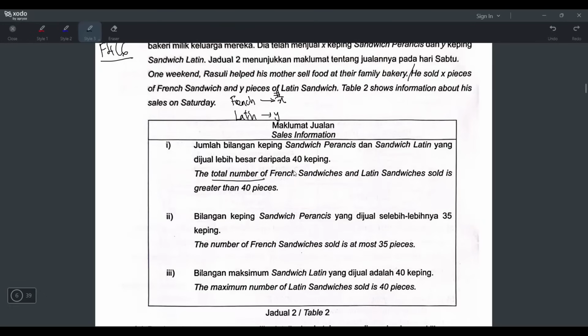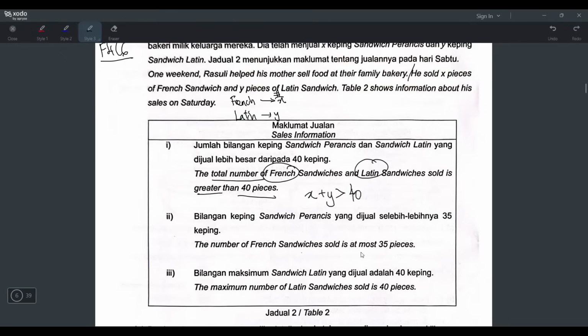Okay, the total number of French and Latin sold is greater than 40 pieces. So sekarang cerita pasal pieces, and X and Y also represent number of pieces. So boleh buat French pieces is X, but they want the total number of French and Latin, so X plus Y lah. Greater, so symbol dia besar, 40. This is the symbol for greater. Tak ada line, no line. Greater tak ada line.